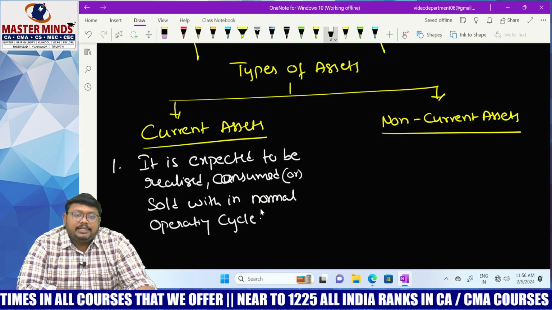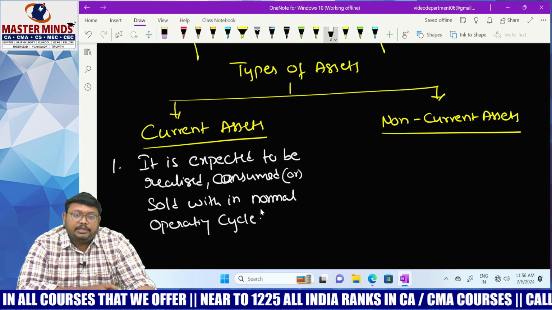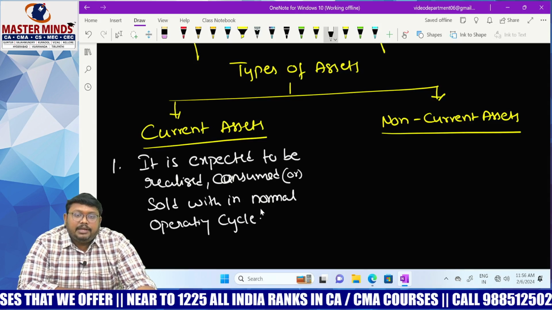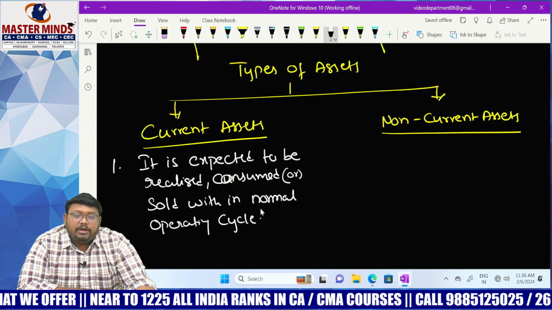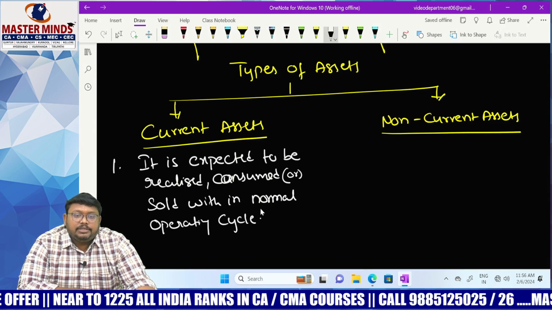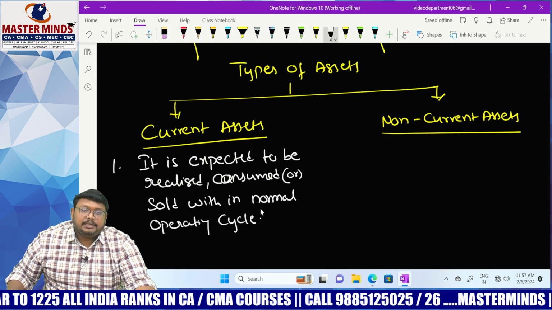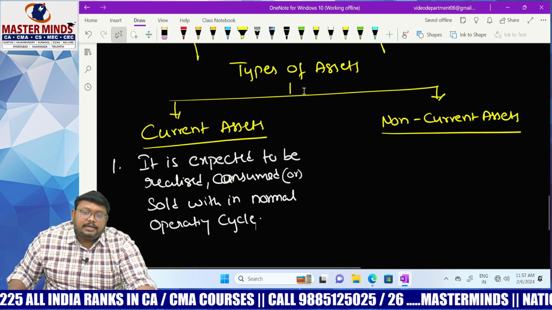At the same time, you are selling any kind of inventories, whatever you are selling, the finished goods. So all these things are happening. It is expected to be realized or consumed in the firm, or sold to other parties, within the normal operating cycle, so then those assets are current assets.